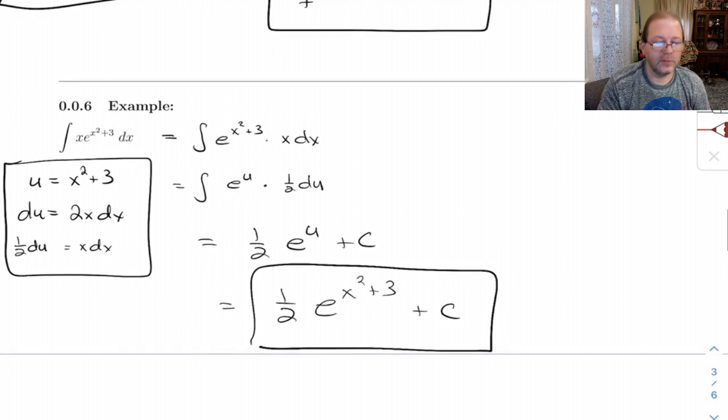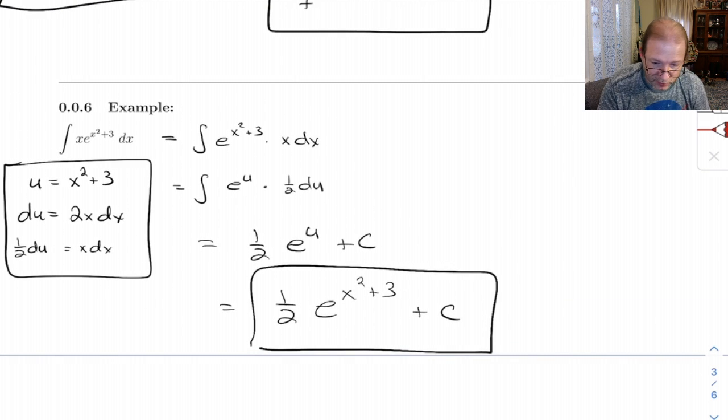All right, so that was several examples in a relatively short video. But that's what a lot of these u-substitution problems are like. So we'll pick up in the next video with u-substitution with definite integrals.